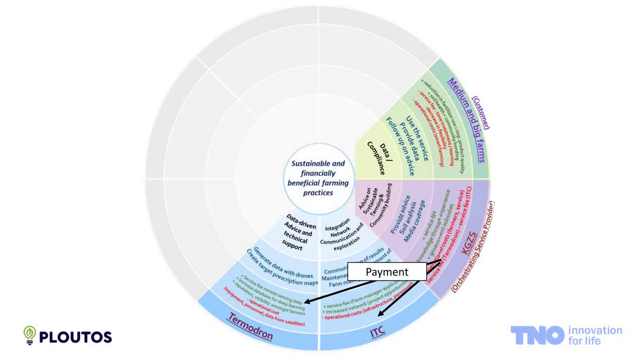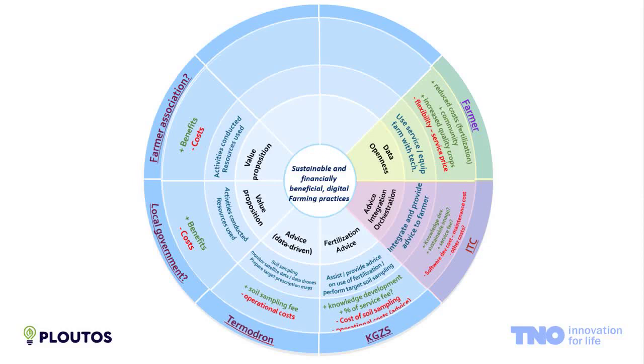Thermodron and ITC receive a fee from KGZS for their activities. They generate costs in terms of operations, but can learn through this business model on how their services can be improved. Through this structure, all stakeholders are better off through participation. The business model is therefore valid and can serve as the basis for further collaboration.